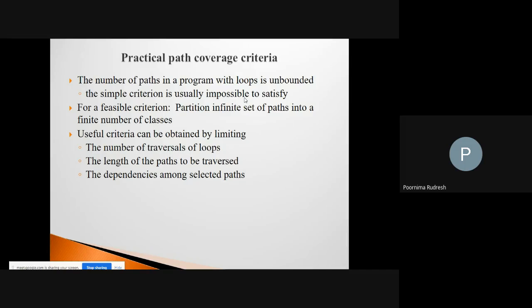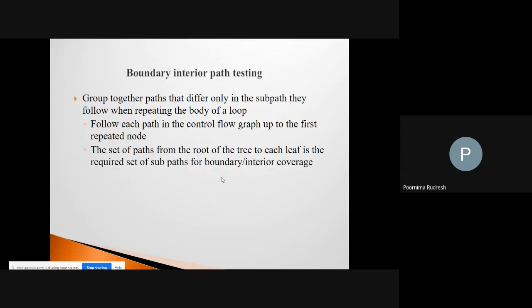So to cover all the paths in the program, we are using the feasible criteria, and this feasible criteria can be obtained by limiting the number of traversals of loops, the length of the paths to be traversed, and the dependencies among the selected paths. So by using these three, we are limiting the number of paths in the program. If we are limiting that, then we can easily cover the paths which are present in the program. Understood? So next we are going for the boundary interior path testing.